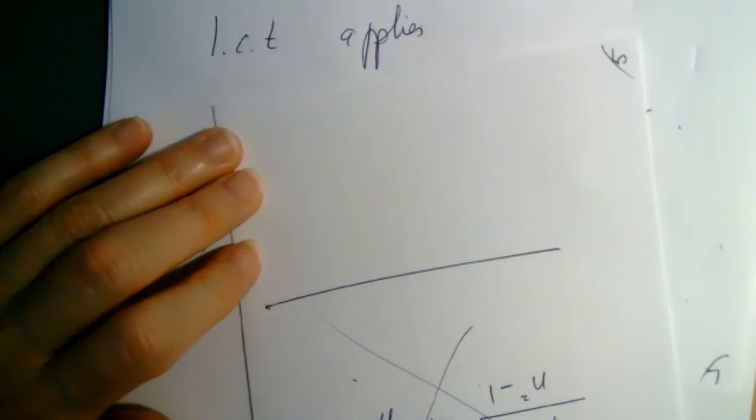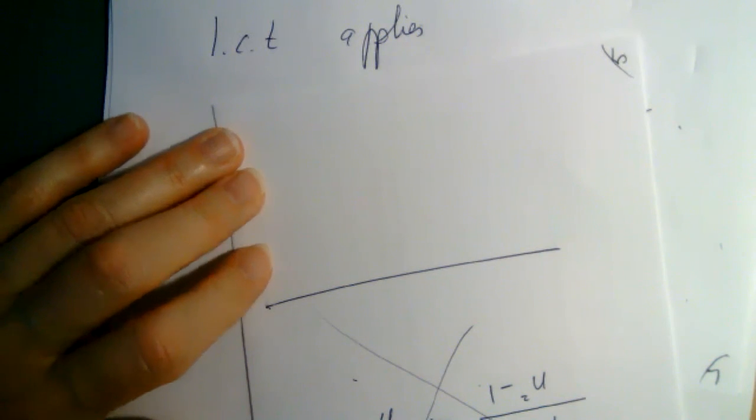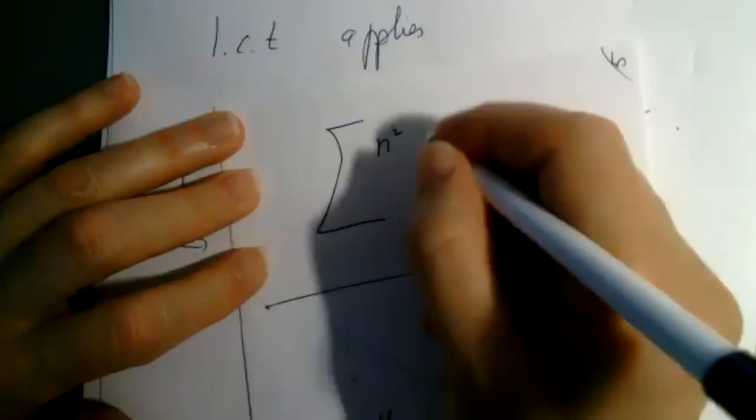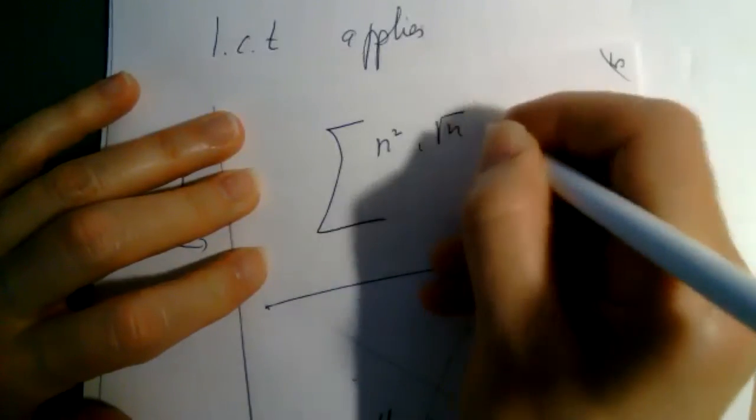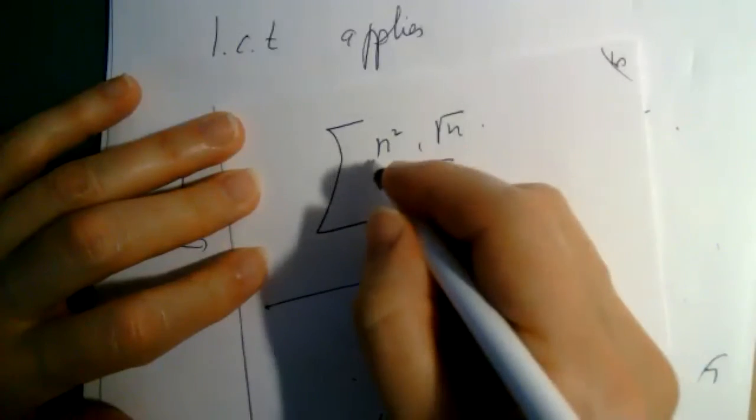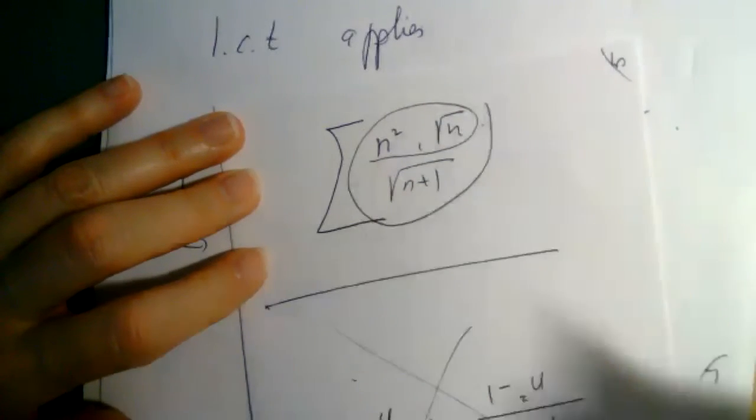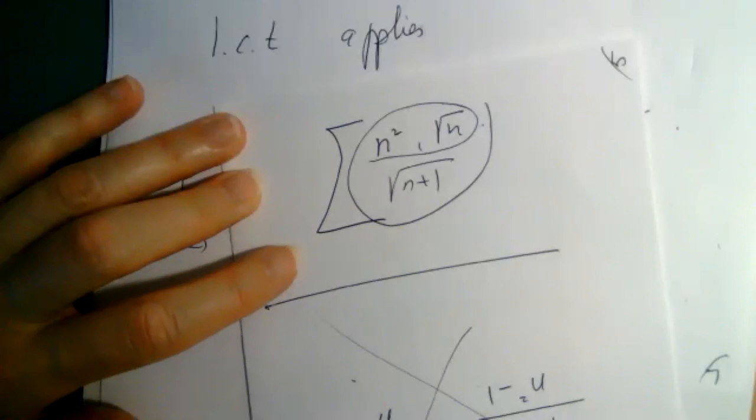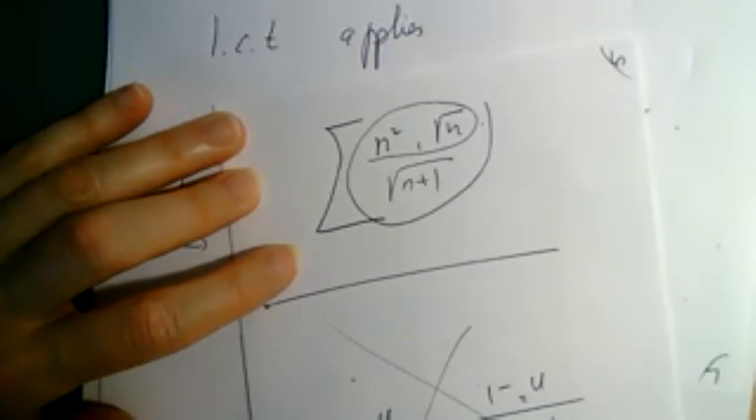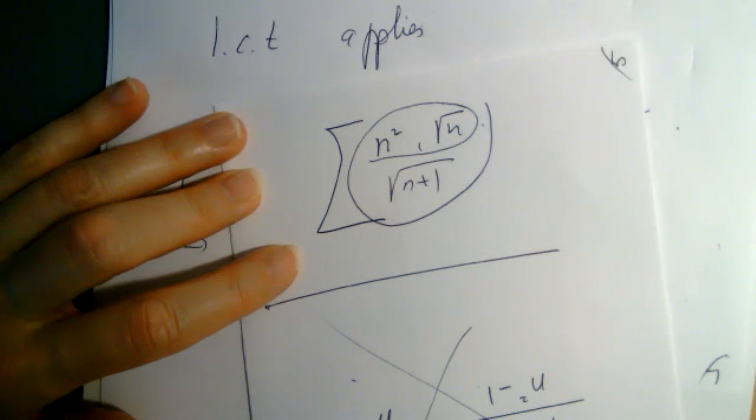If the terms of the series involve constant power of n, what do I mean by constant power of n? n squared, square root of n, square root of n plus 1. If the terms only involve those kinds of expressions, the limit comparison test is the way to go. The ratio test will always fail. That's the rule of thumb.